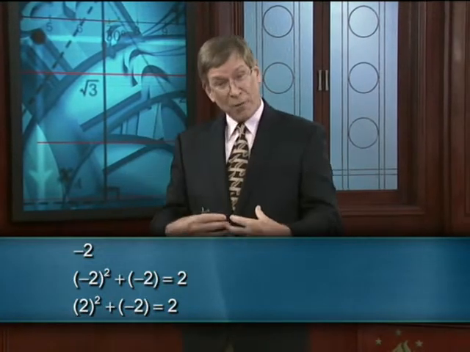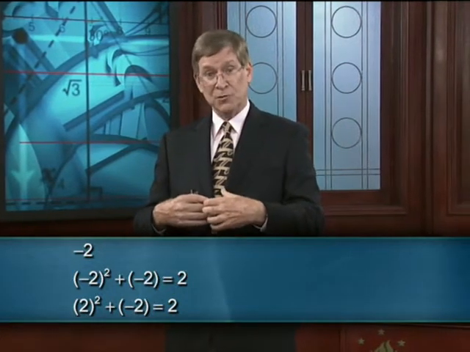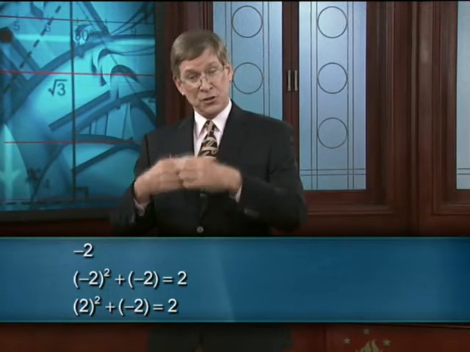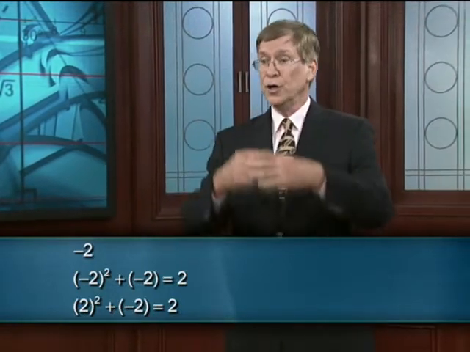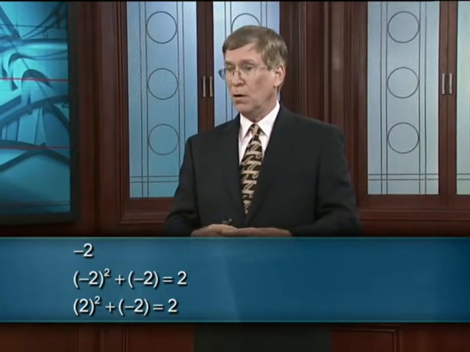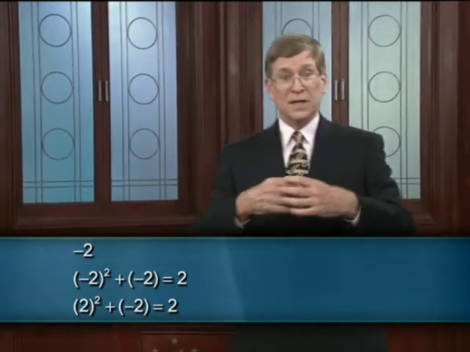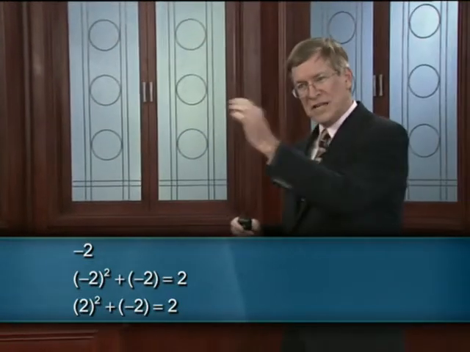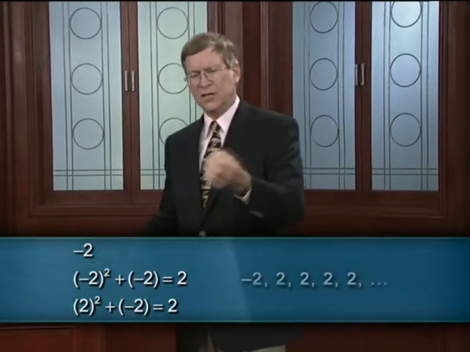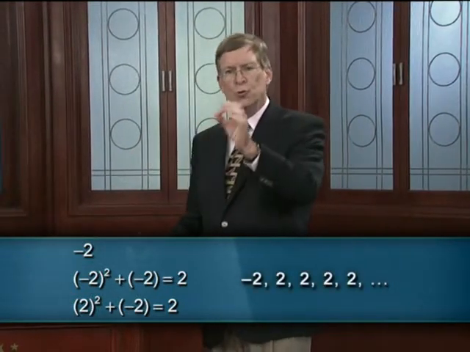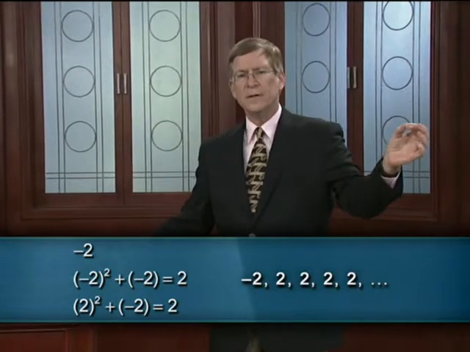I then square that number and add to it minus 2. So I get 2 squared minus 2, or 2. Whoa, that's the same number as before. I do it again and I get 2. I do it again and I get 2. This sequence is kind of dull. It goes minus 2, 2, 2, 2, 2, 2 forever. It's bounded.